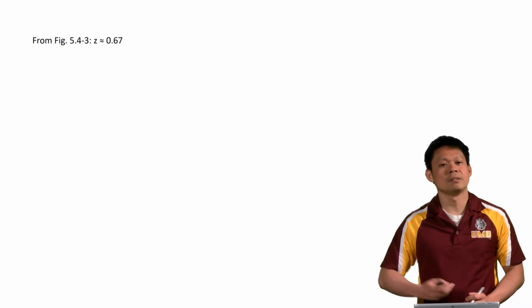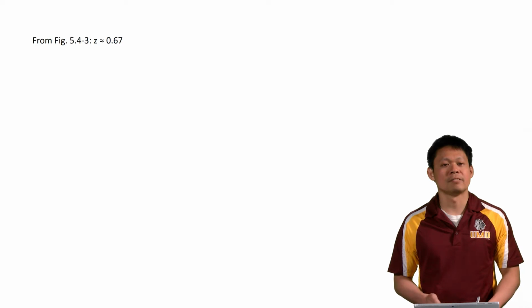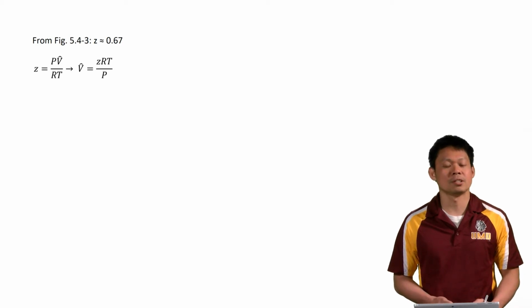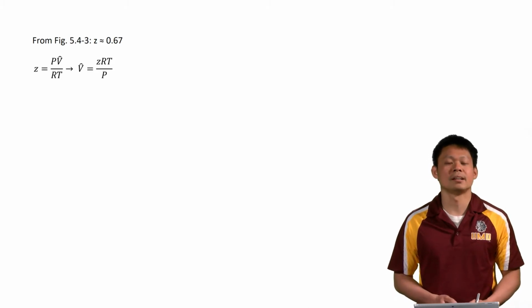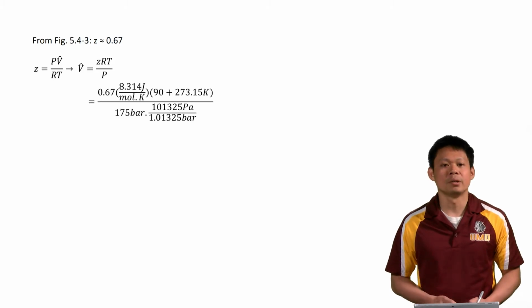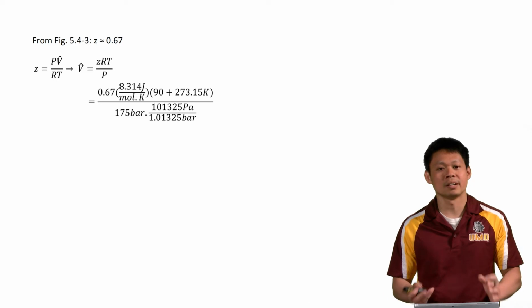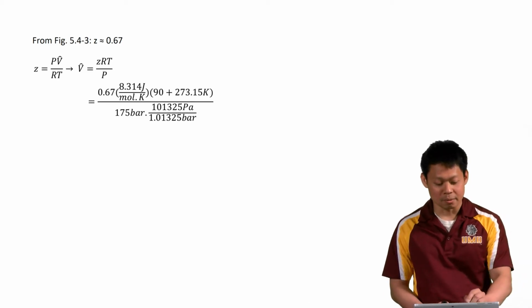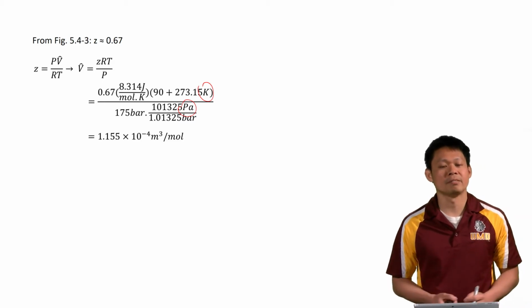How are we going to use this z value to calculate v hat? Let's go back to our definition of compressibility factor, which is PV hat over RT. We want to find our specific molar volume V hat, so we can calculate our V hat as ZRT over P. So just manipulating this equation. Putting in the numbers, again, making sure that your units are correct. I'm doing everything in SI, so that's why I'm converting my pressures to pascals, converting my temperatures to Kelvin. Put it all in, and I have my V hat.